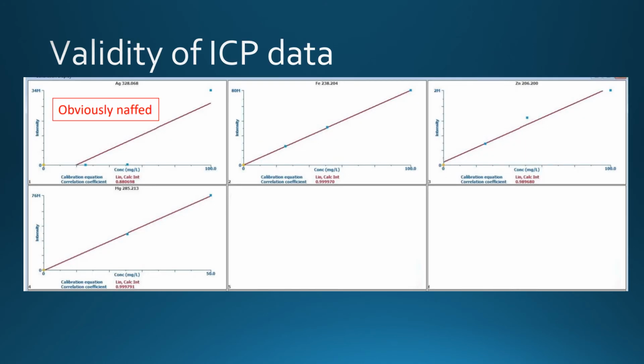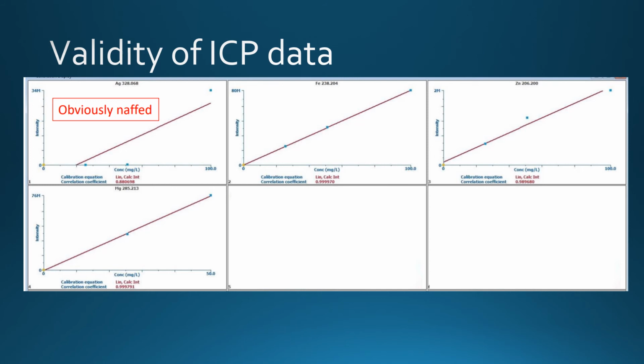So one thing to consider is the validity of this ICP data collected. Here we have all of the calibration curves for the ions that we were meant to have recorded. The first glaringly obvious thing, which has been eloquently put here as obviously naff, is the silver calibration curve. It's probably a good thing in the end that we didn't get any data for this one, as it would have been incredibly unreliable. So yeah, that one's unfortunate.